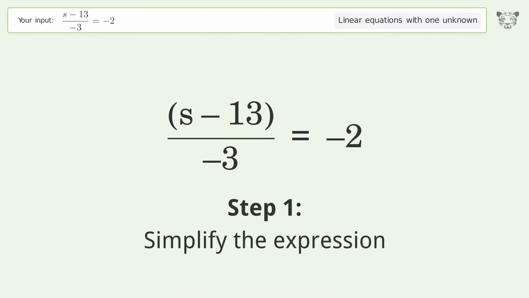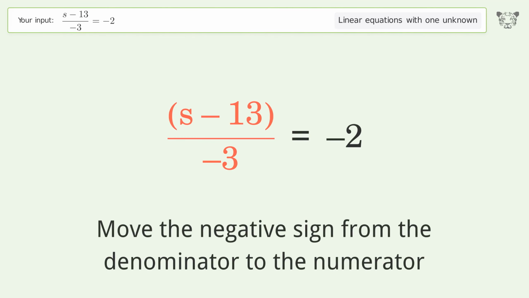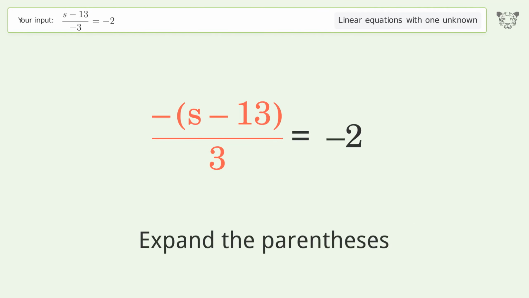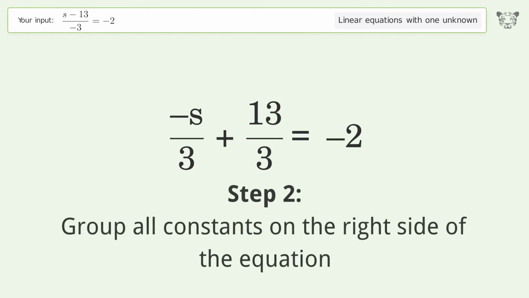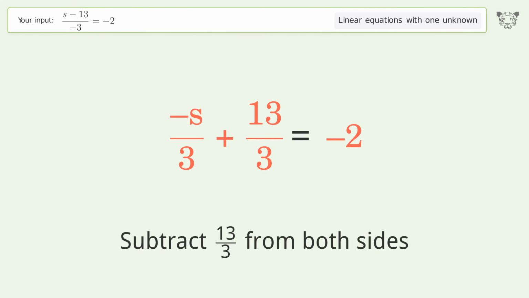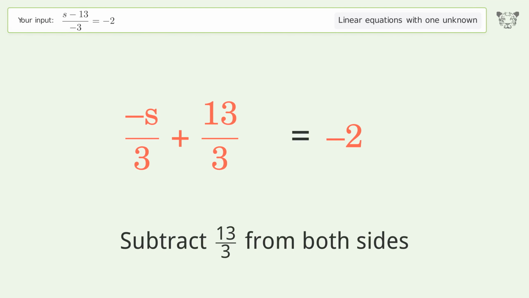Simplify the expression. Move the negative sign from the denominator to the numerator. Expand the parentheses. Break up the fraction. Group all constants on the right side of the equation. Subtract 13 over 3 from both sides.